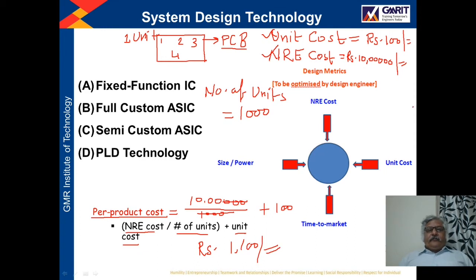So in this way we can calculate the per product cost. Now here one thing is NRE cost and unit cost. These two design metrics are inversely proportional to each other. So if NRE cost will increase, then unit cost will decrease. And if NRE cost will decrease, then unit cost will increase.